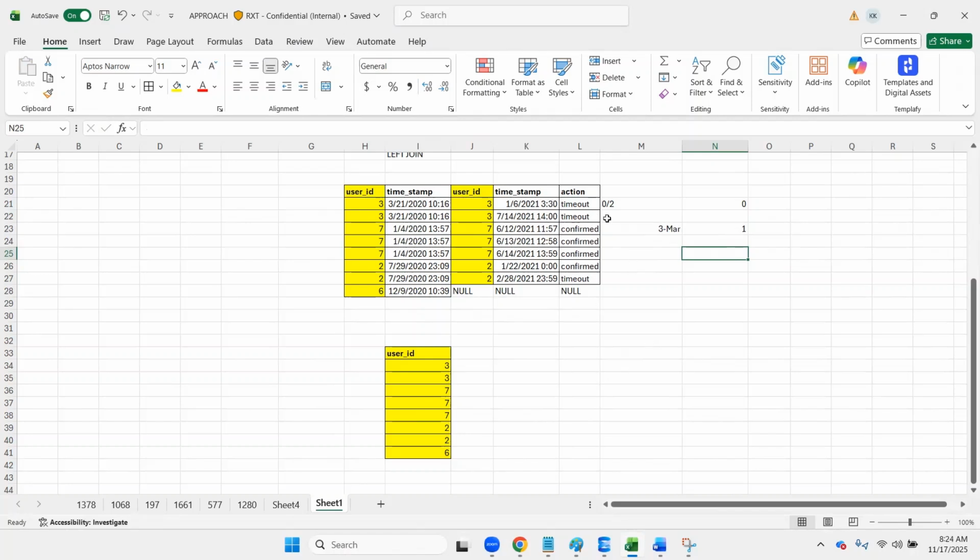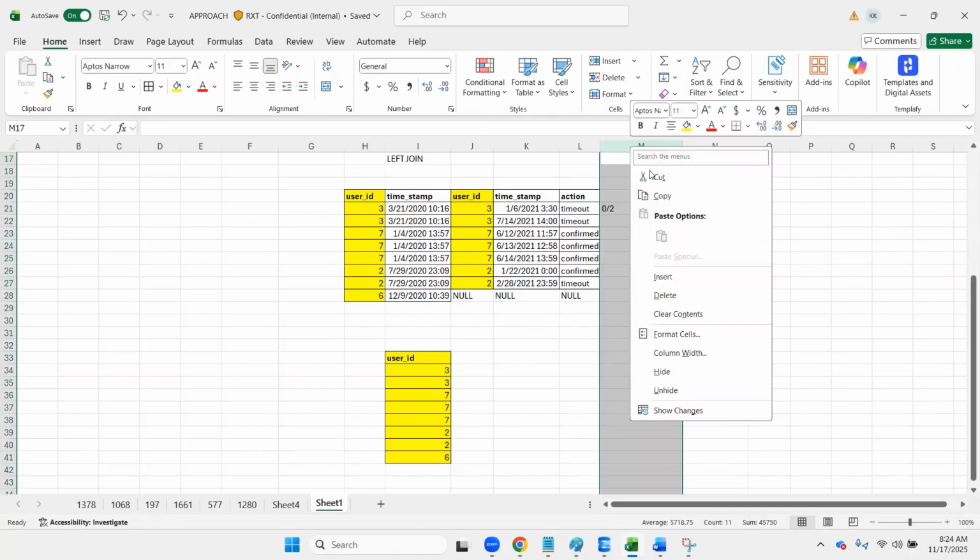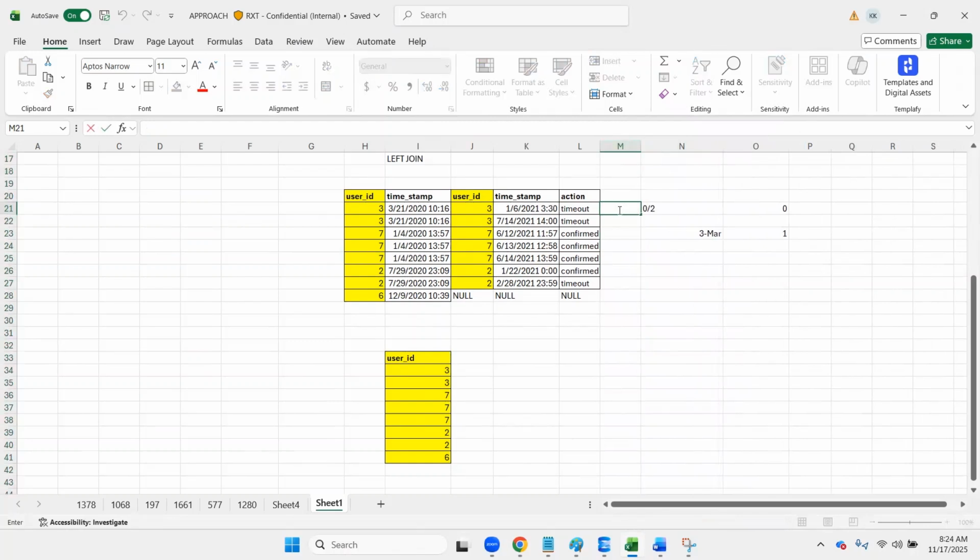So first of all we have to build the numerator and the denominator. To build the numerator, we count how many times he succeeded. I'm writing logic like: if action equals confirmed, then it will return 1. Wherever you see confirmed in the action column, it will return 1. If not, I will treat it as 0.